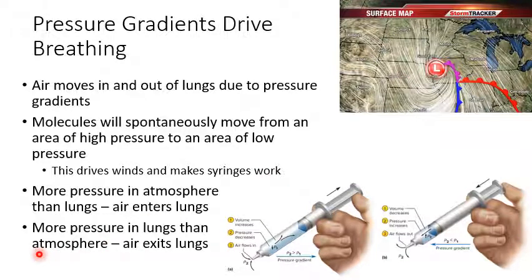So the same thing happens in the lungs. Anytime you have more pressure in the atmosphere than you do inside of your lungs, air will move down that pressure gradient into the lungs. Anytime you have more pressure inside of the lungs than outside in the atmosphere, air will again move down the gradient out of the lungs.